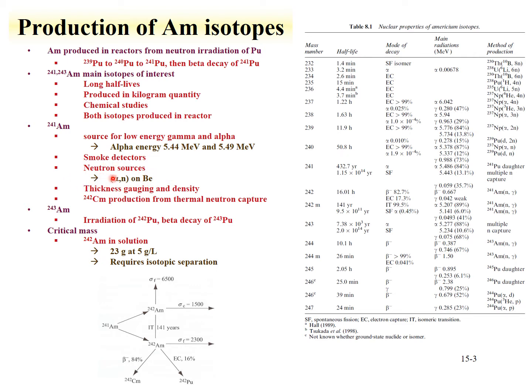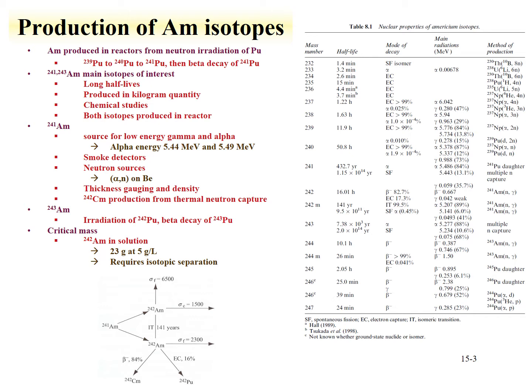Americium-241 is also good for making neutron sources, where the americium-241 can be coated onto beryllium. The alpha from the americium reacts with the beryllium, causing the production of a neutron. Americium-243 is from the further irradiation of plutonium. Carried further, you can build up to plutonium-242, capture to 243, which undergoes beta decay.